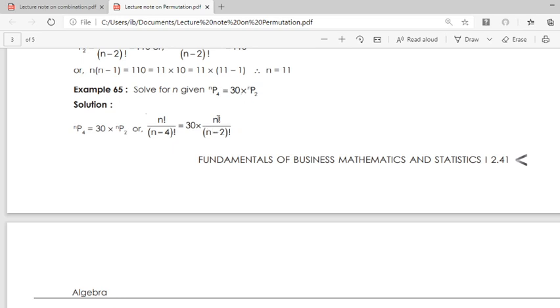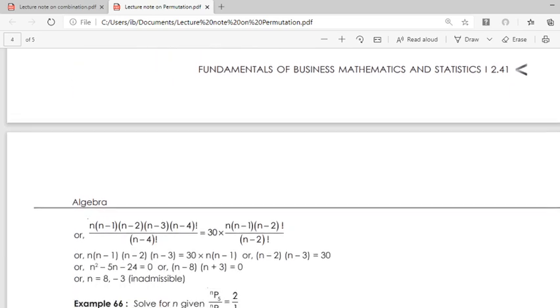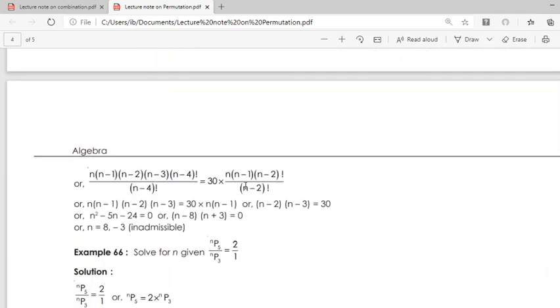N permutation 2 is n minus 2 factorial. When you have done that, you just use your operation and you expand n permutation 4. Now, looking at your denominator, it is n minus 4. Now, you are going to expand your factorial till you get n minus 4 factorial so that you can eliminate the denominator n minus 4 factorial.